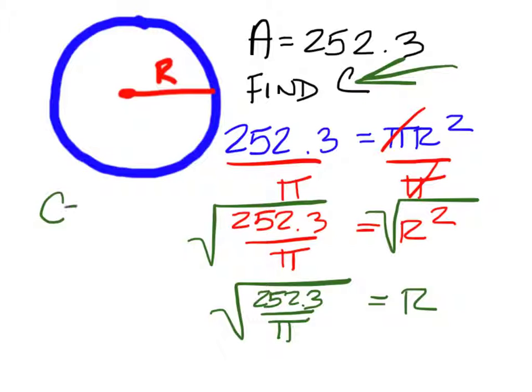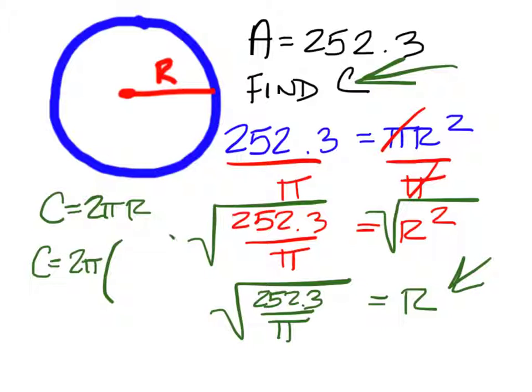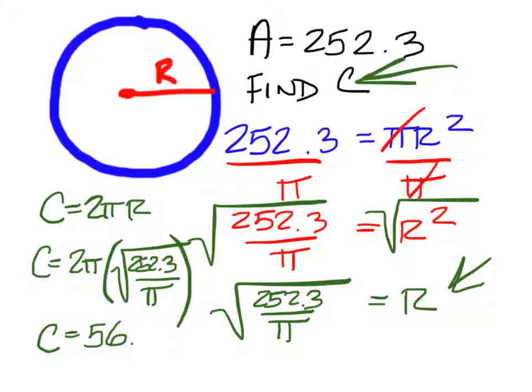C is 2 pi r, and we just found r. So c is 2 times pi times r, which is now the square root of 252.3 over pi. Now you have to multiply that out. The first thing you do is second x squared, and then 252.3 divide by pi, right-hand parenthesis, hit enter, leave it alone, and then hit times 2 pi. Round to the tenths place, you should come up with 56.3.